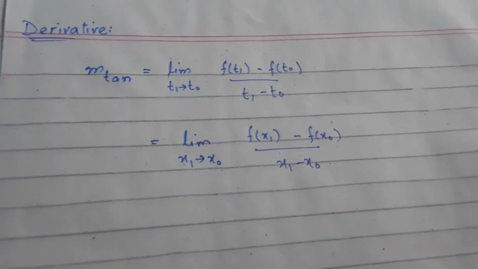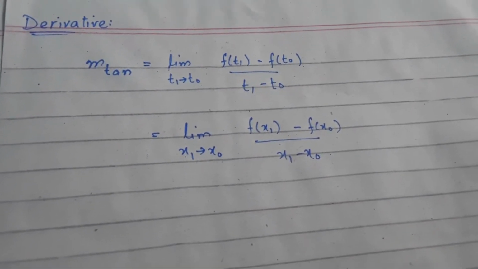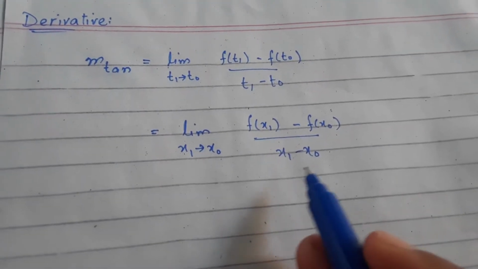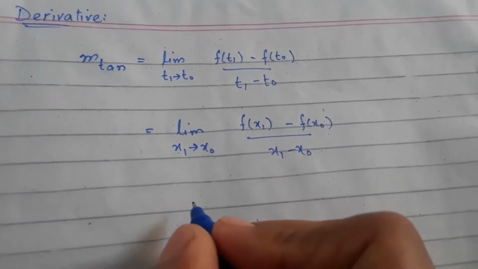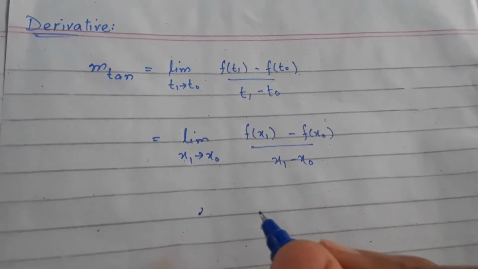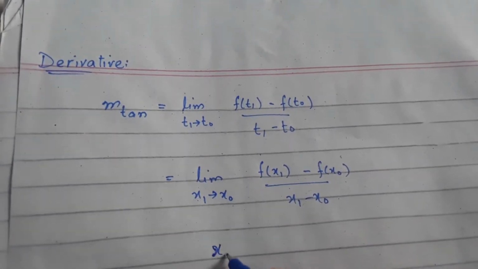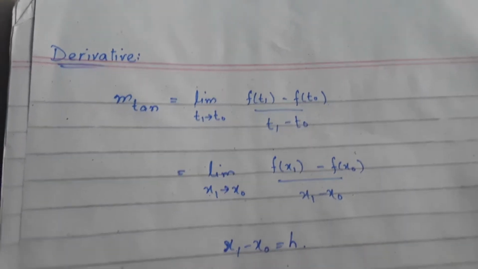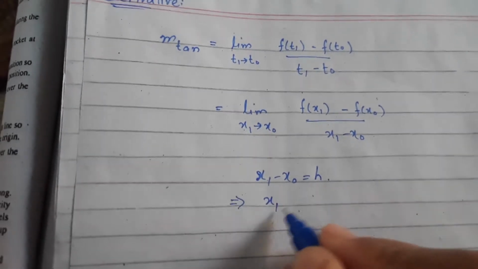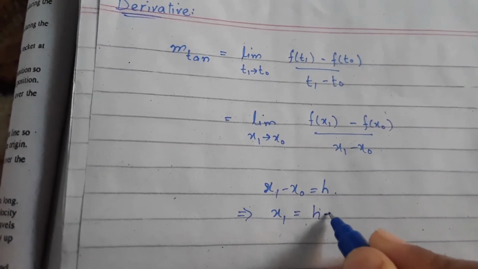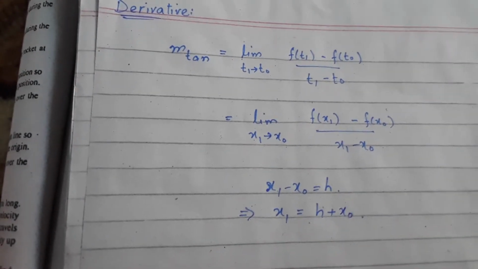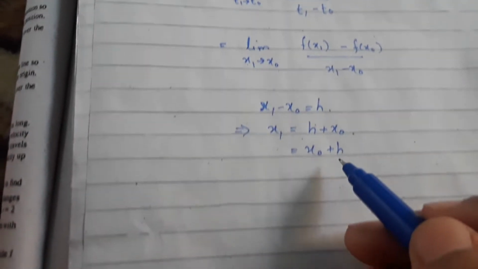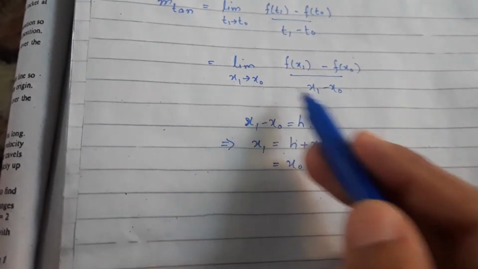So here for derivative we will be changing just one quantity, that is x1 minus x0. We will be replacing x1 minus x0 with h. Let's say x1 minus x0 equals h. This implies that x1 is equal to h plus x0 or x0 plus h. So we will be making these substitutions in this equation.